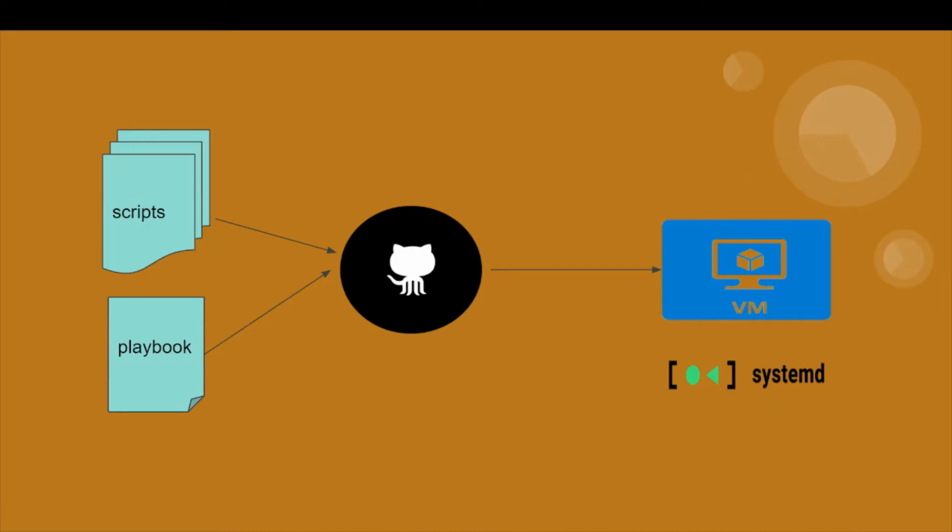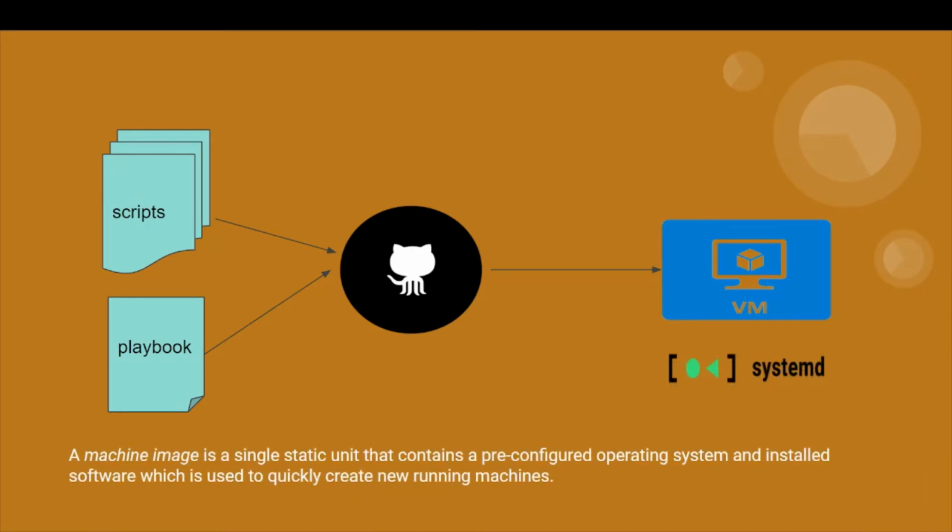So this is one approach, and the other approach is we can have a systemd file get created, and once we create the systemd file, we can create an image out of this. Basically, what is a machine image? A machine image is like a single static unit that contains a pre-configured operating system and installed software, which is used to quickly create a new running machine.